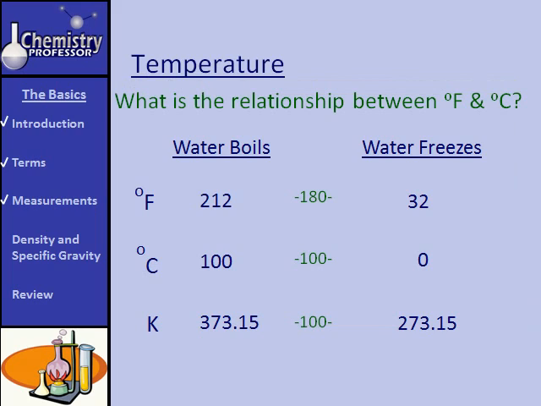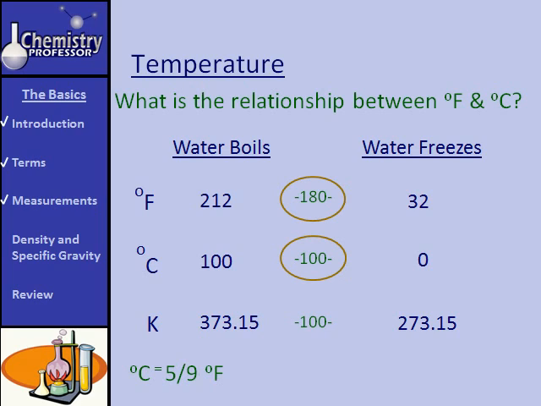Let's look at the relationship between degrees Fahrenheit and degrees Celsius. Remember, 180 units on the Fahrenheit scale are required to describe the same change that you see with only 100 units needed on the Celsius scale. Therefore, the relationship between Fahrenheit and Celsius degrees is that Celsius takes 5/9 as many degrees to describe something as Fahrenheit.